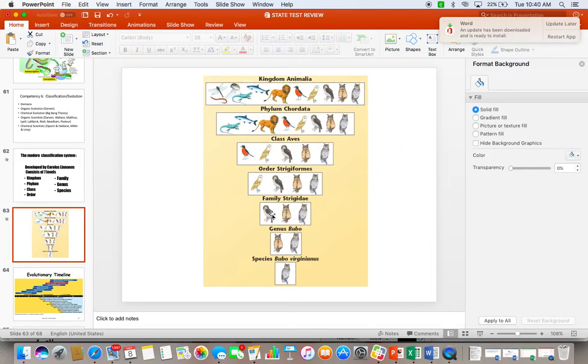Remember that if you're in the same family, you're in the same order, and same class, and same phylum, and same kingdom, and same domain, okay? If you're in the same class with something else, you're in the same phylum, and you're in the same kingdom, and you're in the same domain, okay? So it's kind of like a pyramid.